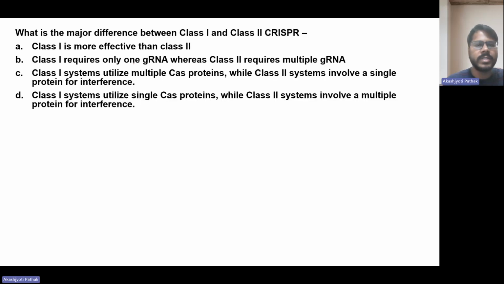To answer this question, what is the major difference between class 1 and class 2 CRISPR? Just now I was discussing that the class 1 system utilizes multiple Cas proteins and the class 2 system involves a single protein for interference. All these different classes and types have been discussed very elaborately in your lectures, so you can go through them. The answer is option C.